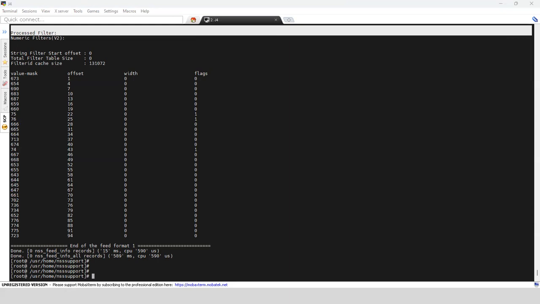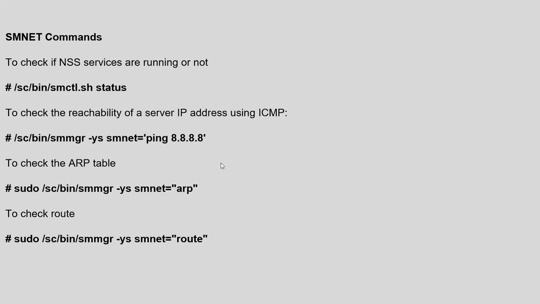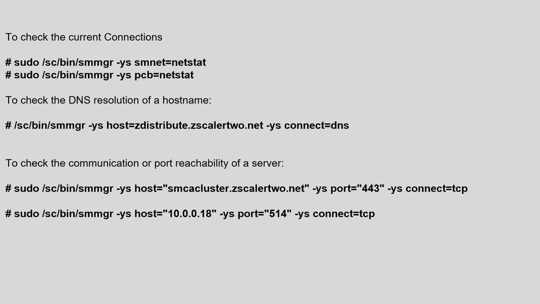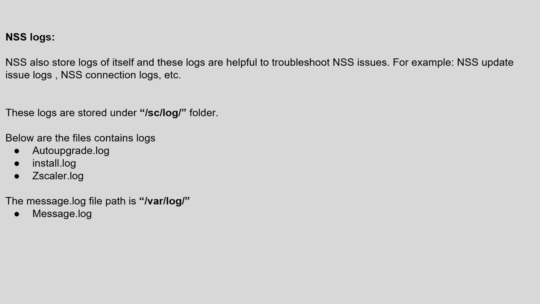Okay, now the next in this list and in this training, I think we have covered everything mentioned. Next are the NSS logs. NSS stores logs of itself. Maybe it's having issues with the upgrade, maybe it has issues starting services, or maybe the NSS update or patch update is failing, the SSH is failing, or the installation of sub services is failing.